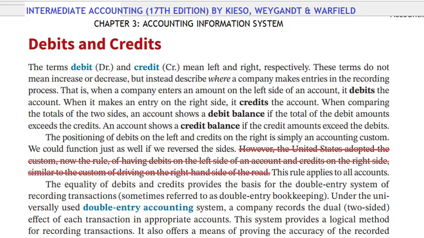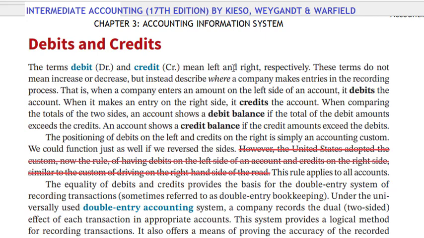CPA. You guys can see the name of the book in blue up there, Intermediate Accounting, 17th edition. This is from chapter number 3. Let's read these two paragraphs and see what they're talking about. It says over here, the terms debit and credit, they mean left and right, respectively. So debit is the left side and credit is the right side.